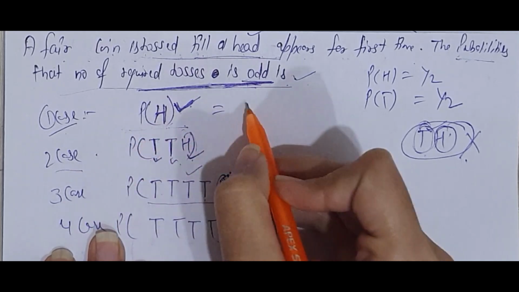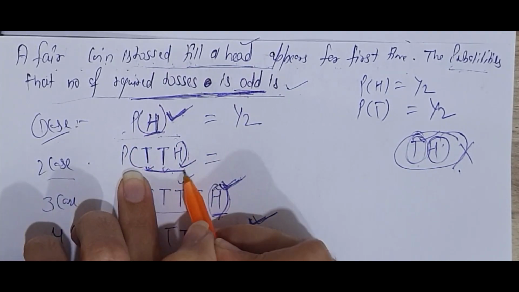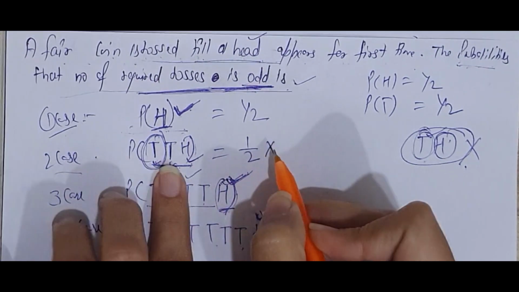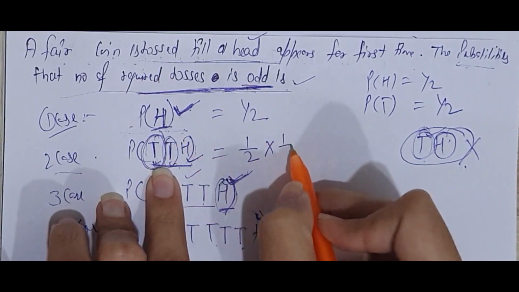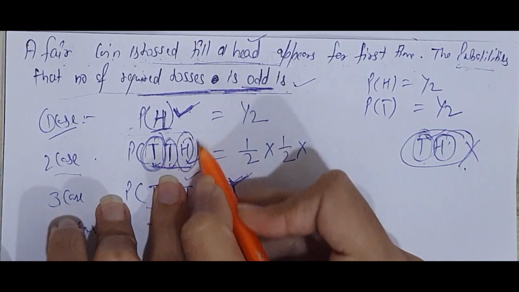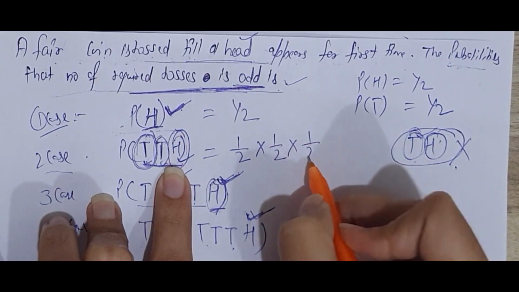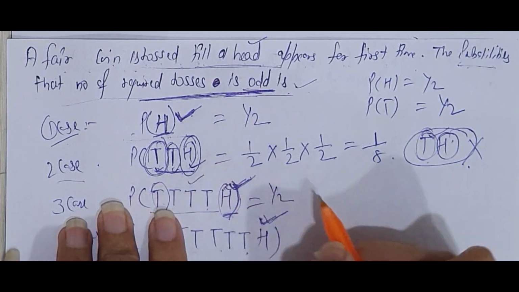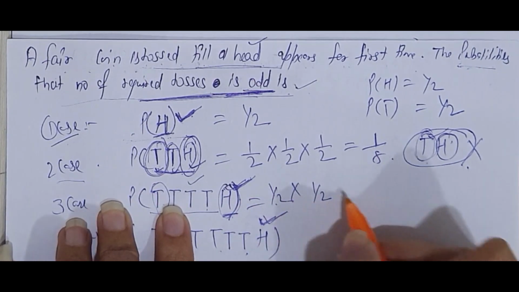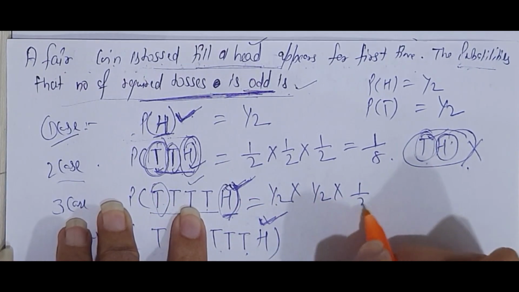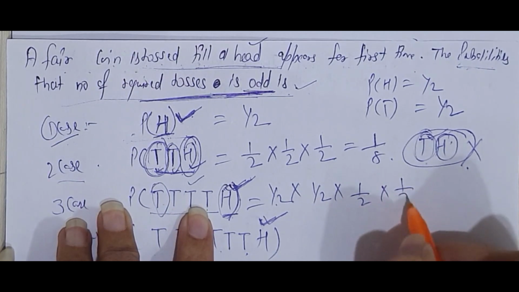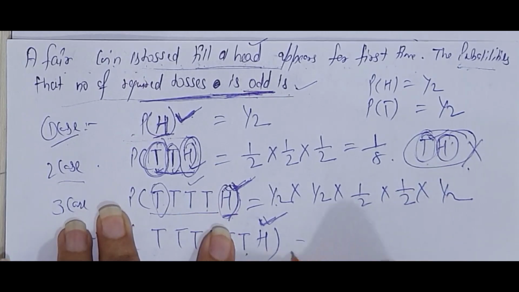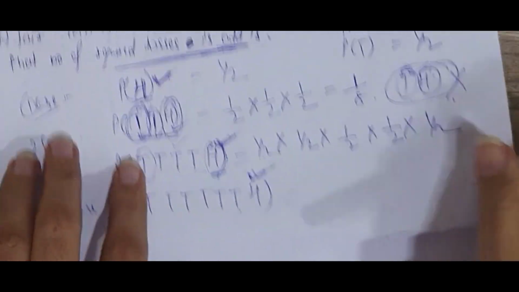So for the case where head appears on the third toss, the probability that tail comes first time is 1/2. Probability that tail comes second time is 1/2. Probability that head occurs a third time is 1/2. It means that 1/8. Similarly, first time tail appears 1/2, second time tail appears 1/2, third time tail appears 1/2, fourth time tail appears 1/2, fifth time head appears is also 1/2. Similarly, and so on. Now solve it.